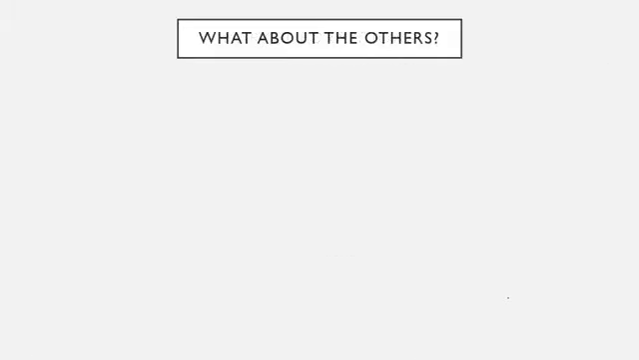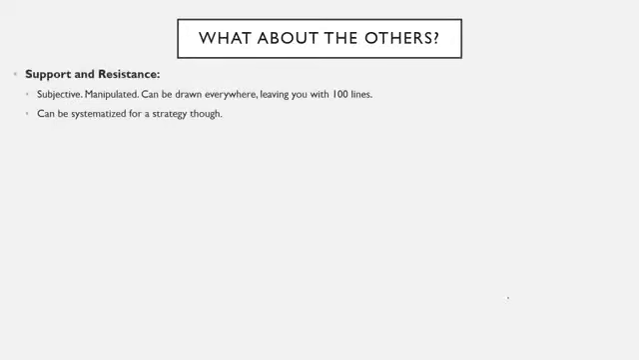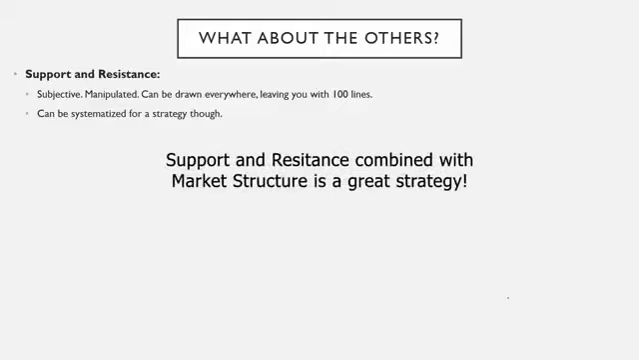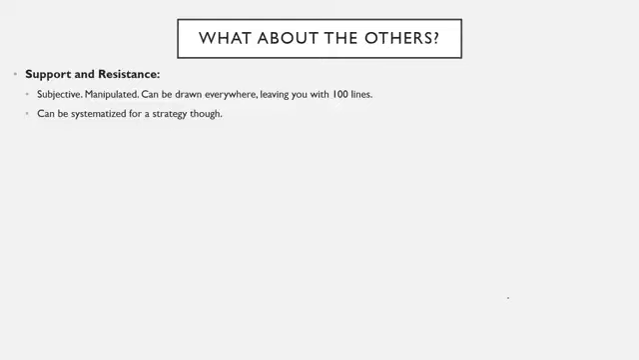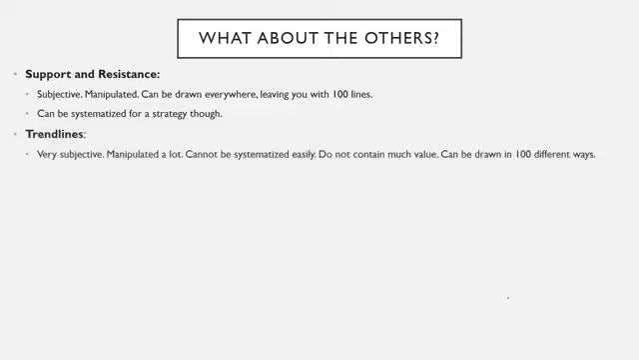There are some other things you might ask me about. What about support and resistance? I think this is subjective. It's manipulated. It can be drawn everywhere, leaving you with 100 lines and you don't know which line to trade, right? It can be systematized for a strategy. Once again, a basic support and resistance strategy that you execute over and over again is going to work long term, okay? If you combine it also with market structure. Trend lines, I hate trend lines. Very subjective. They're manipulated a lot. They cannot be systematized because you can draw one time frame in 100 different ways, right?